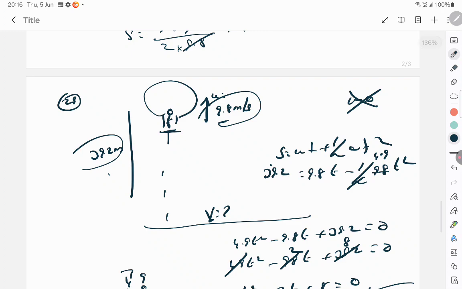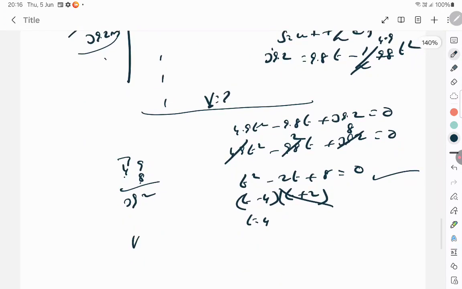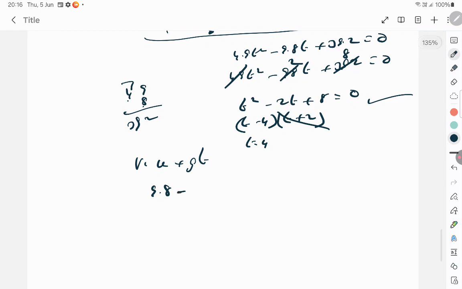Initial velocity is not 0, by the way, correct? And v is equal to u plus gt. Let's take the downward journey. Initial velocity is 9.8. Gravity should be taken as minus 9.8 into t. The time taken for it to fall is 4 seconds.